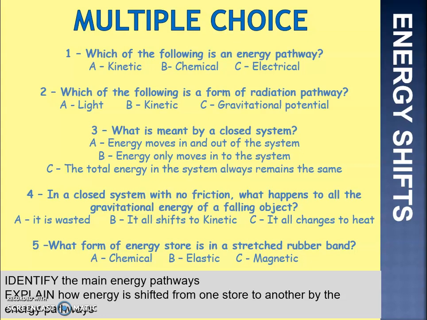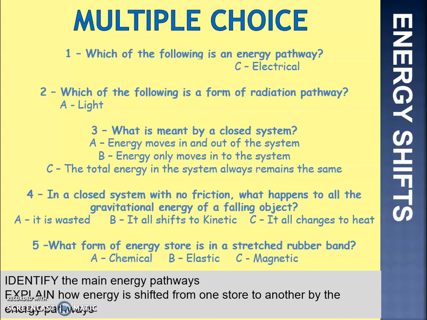Okay, question 1. Which of the following is an energy pathway? Kinetic, chemical or electrical? Electrical only, the other 2 are stores of energy. Which of the following is a form of radiation pathway? Number 2. Light, kinetic or gravitational potential? Again, 2 of those are energy stores. That would be kinetic and gravitational. Light is a radiation pathway.